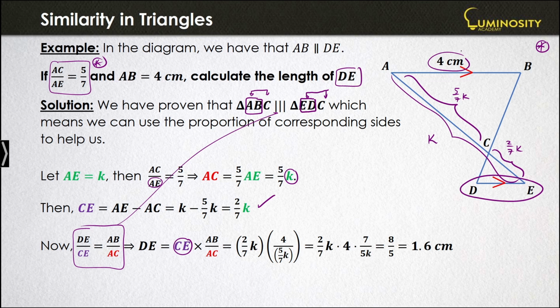Now AB was given as 4 centimeters, so we plug that in, and AC we worked out was 5/7 K. The reason this works nicely is that the K's divide into each other. Essentially you have 2/7 divided by 5/7, and when you divide by a fraction, you multiply by the reciprocal, 7 over 5. So the K's divide, and we have 2 times 4 times 7 all over 7 times 5. Again the 7's divide, so 2 times 4 is 8 divided by 5, which gives you 1.6 centimeters. So the length of DE is 1.6 centimeters.